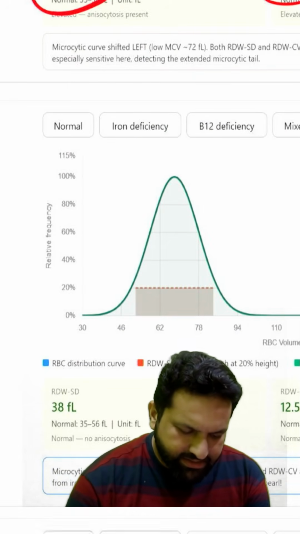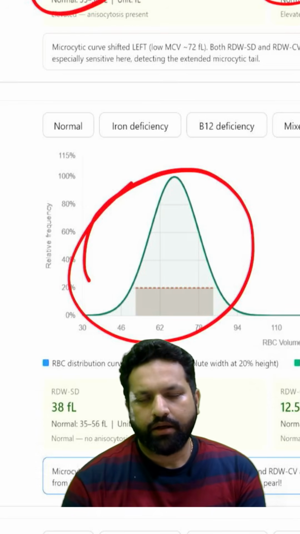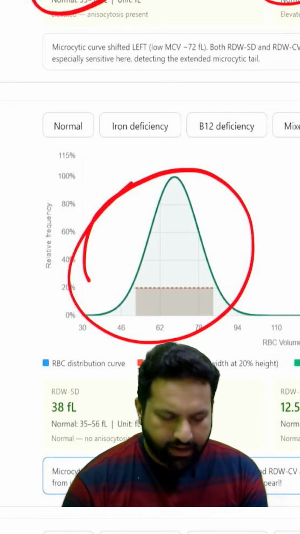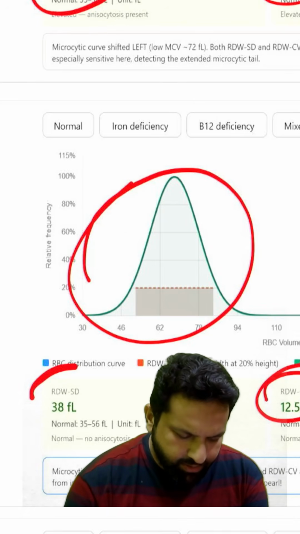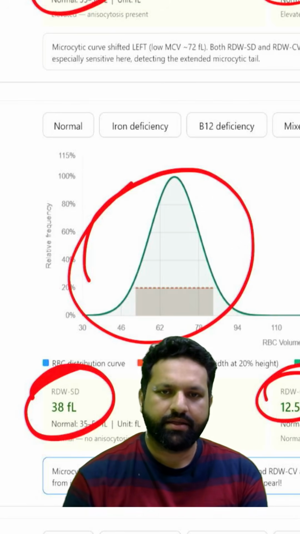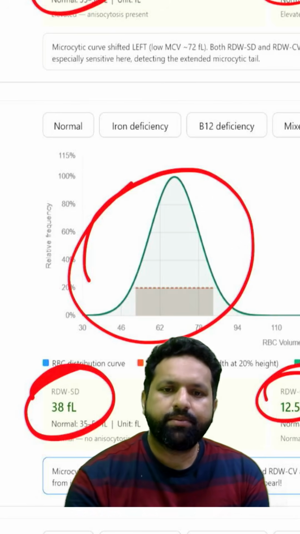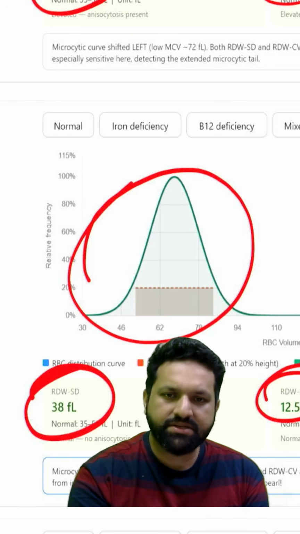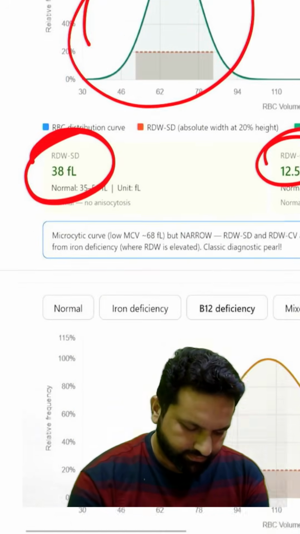In this case of thalassemia, you can see this is a narrow curve here, and the RDW-CV and RDW-SD both are normal because all the RBCs are of the same size here in thalassemia. So the RDW is normal in spite of the MCV being very low here.